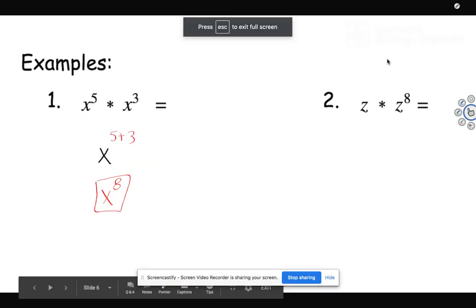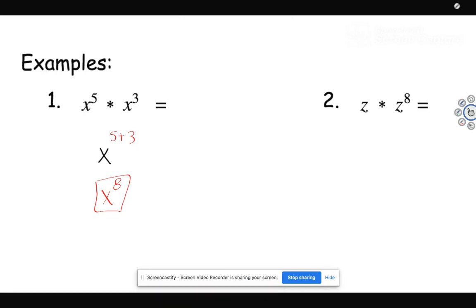Okay, so example 2, when we take a look at it, it's z times z to the 8. Our first question is always, do these have the same base? The answer to that is yes. Both of them have a base of z. So if they have the same base, we know to keep the base and add the exponents.